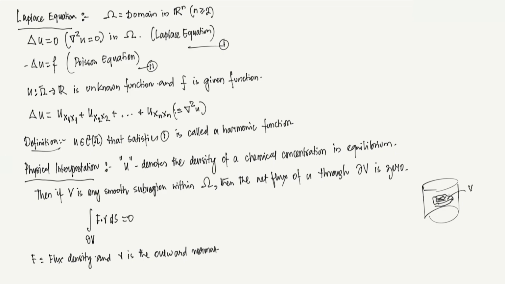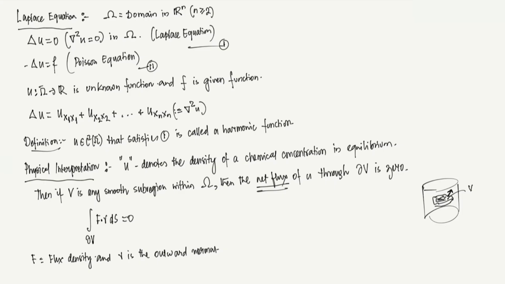If you take the flux density at a given point, let's say in a given direction eta, on the boundary of course. If you add all these points up, since the net flux is 0, the integral over del v of f dot gamma ds is going to be 0.